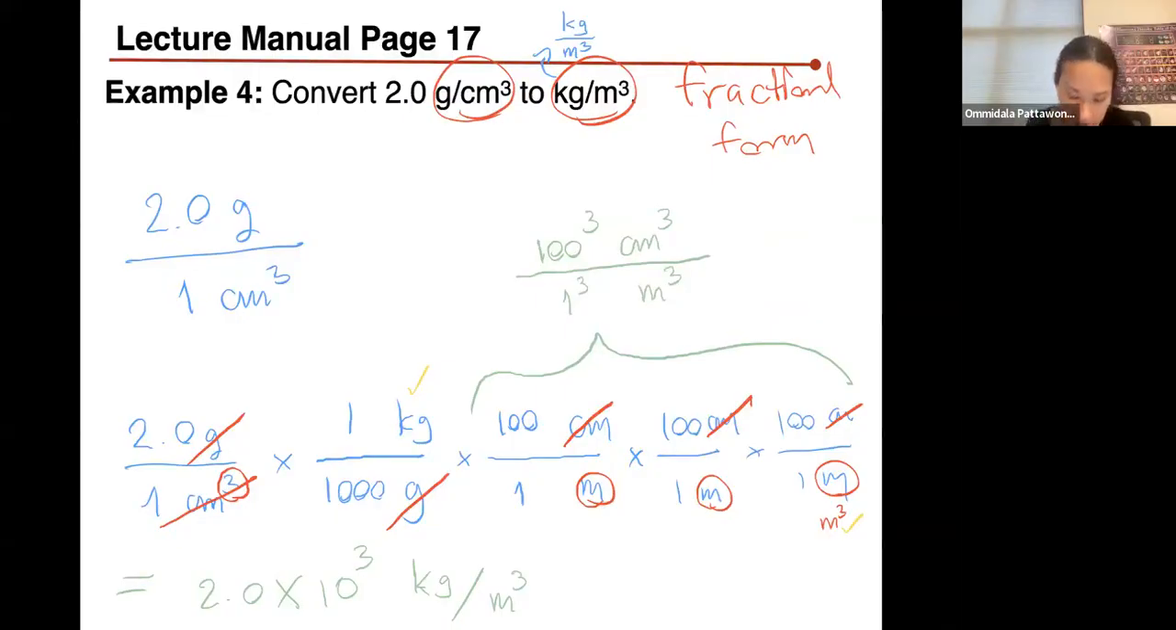The takeaway message of this is that when you are cubing the unit, you also have to cube the number as well. Same thing if you have to deal with square, right? If you square the unit, the conversion factor number that comes with that unit has to also be squared. Okay, so that's what this takeaway message is.